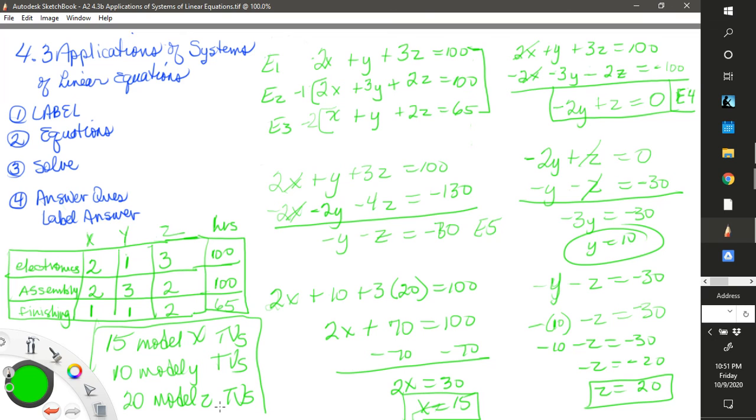So in this section, 4.3, you're going to be doing word problems with linear equations. When you start off, label your variables. Set up your equations. If you have 2 variables, you need 2 equations. If you have 3 variables, you need 3 equations. You're free to do your equations as 1 variable equations or 2, based on what's easier for you to set up.